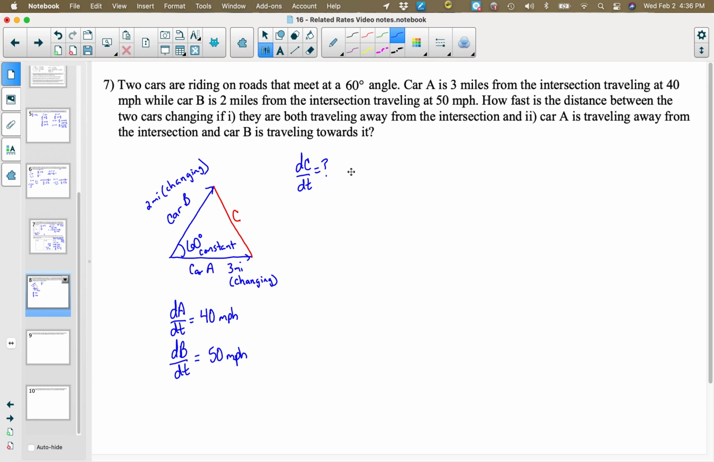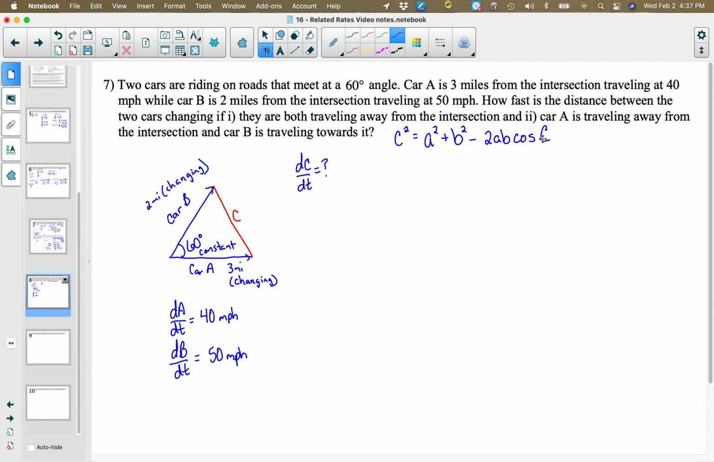So I need an equation of how these variables are related. Now, unfortunately, it's not a right triangle, so I can't use SOHCAHTOA. But if you recall, when the triangle's not a right triangle, we had law of sines, which does not apply here, and we had law of cosines. So just as a reminder of law of cosines, what we would have for that is c squared equals a squared plus b squared minus 2ab cosine C, where the angle C is opposite the side C, so it would be my 60 degrees. So this is just the formula.